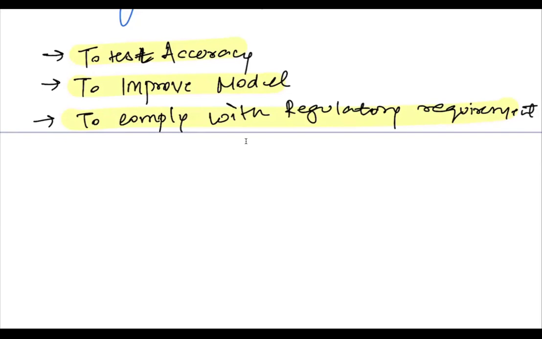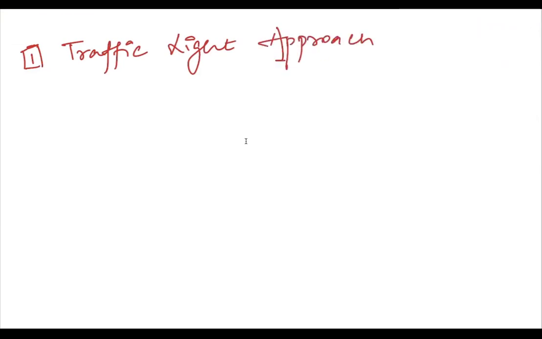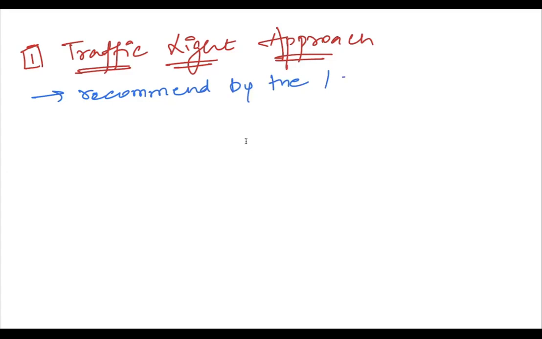The first backtesting method is the traffic light approach. This is the backtesting approach which is recommended by the regulators. So let's understand what this approach is. The traffic light approach for value at risk is a method used to assess the risk level of an investment or a trading position using color-coded signals.